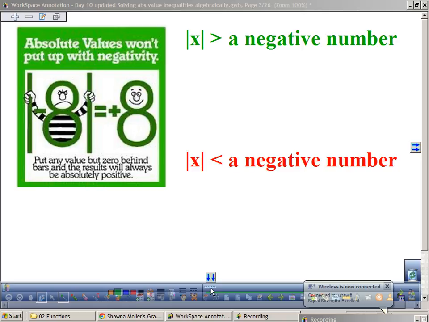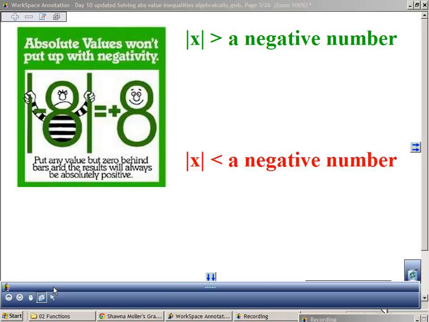Do you like it? So put any value but 0 behind bars, the absolute value bars, and the results will always be positive, absolutely positive. Okay, so let's talk about that for a second.